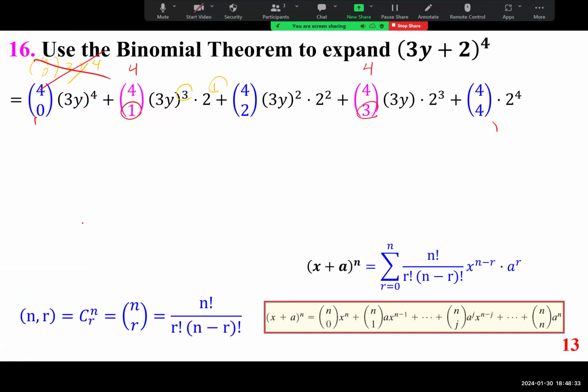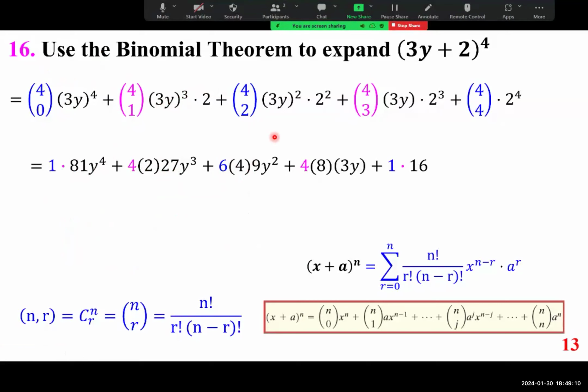So let me erase the mess and continue. Notice this is 1, 3 to the power of 4 is 81, y to the power of 4. This is 4. Then 2 times 3 cubed is 27, y cubed. 4 choose 2 is 6. I'm going to quickly show you that one. 2 squared is 4. This is 9, y squared. 4 choose 3 is 4. Again, remember that. 2 cubed is 8, 3y. 4 choose 4 is 1, 1 times 16. Just to show you this one.